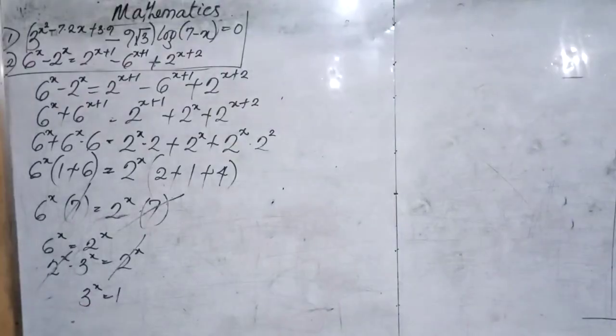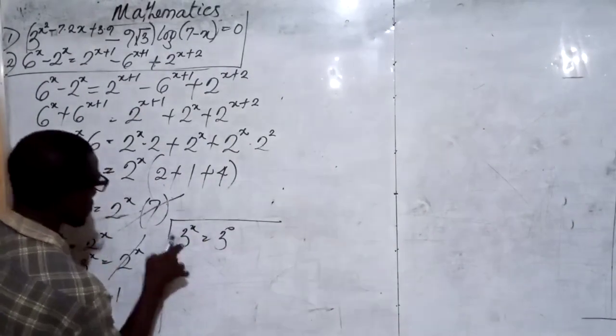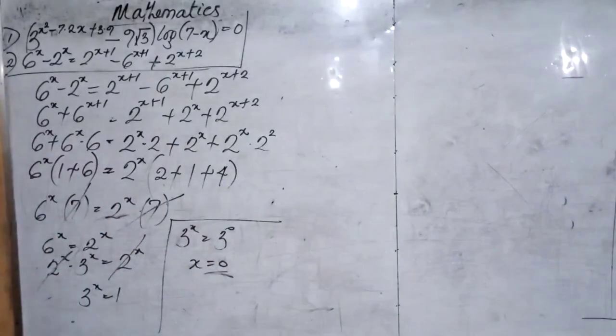And you know 1 could come from 3 raised to x equal to 3 raised to 0. So since the bases are the same, then the powers must be the same. And that is the answer for the second one.